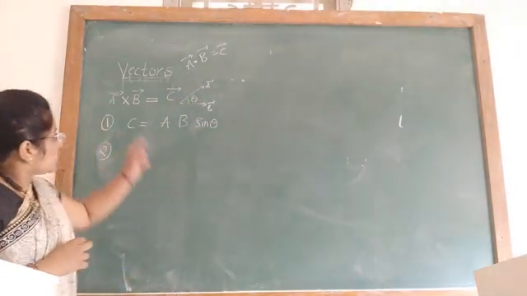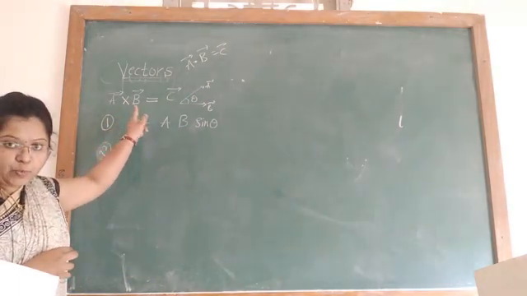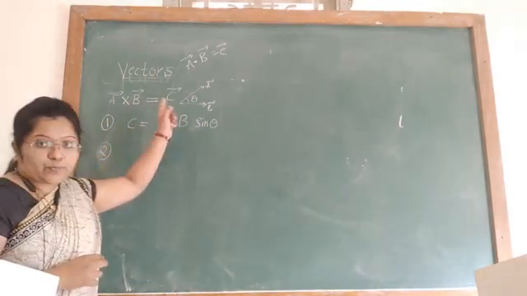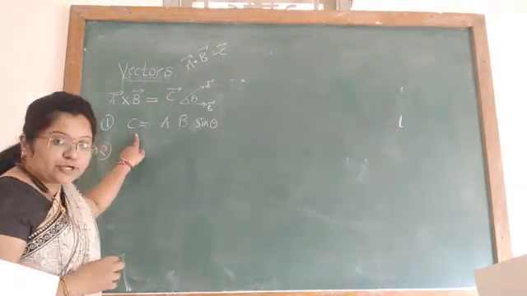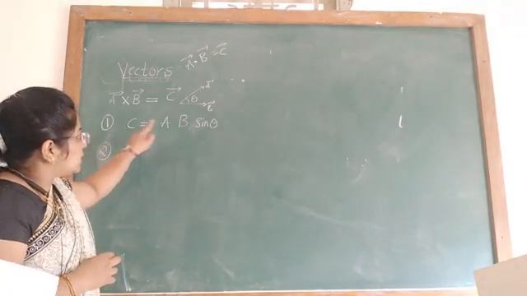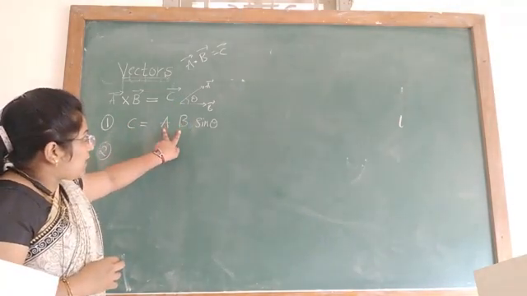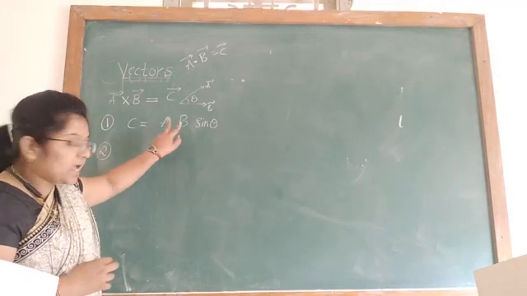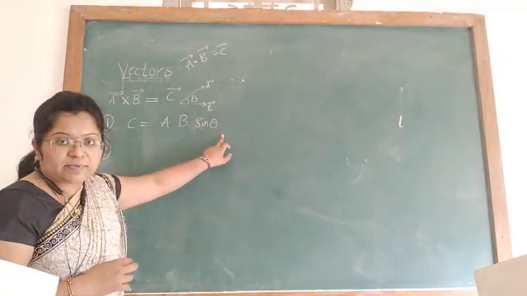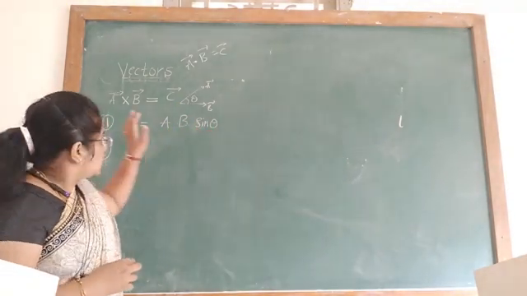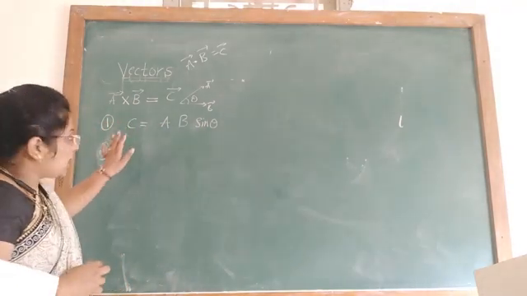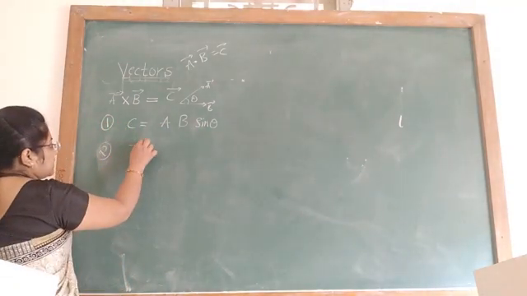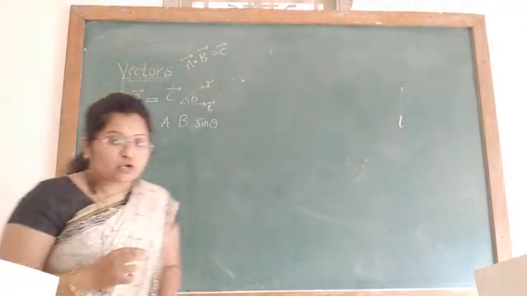So if A and B are two vectors and C is their product, then the magnitude of C can be written as the product of the magnitudes of both the vectors and the sine of the angle between them. This is the magnitude of C. And how will the direction of C be?